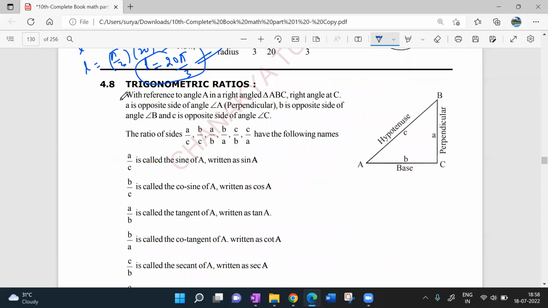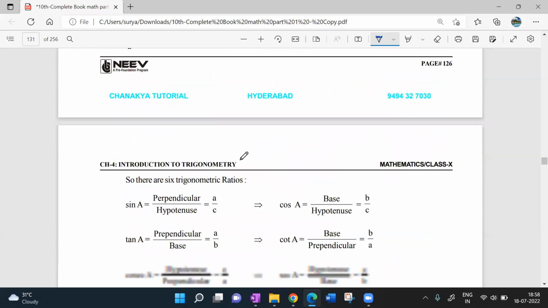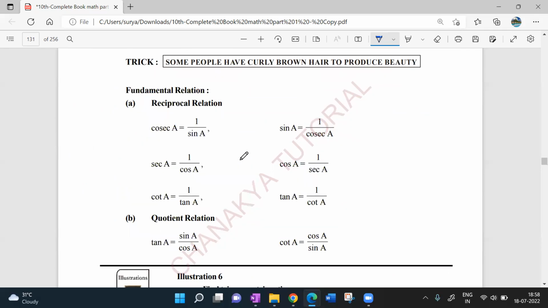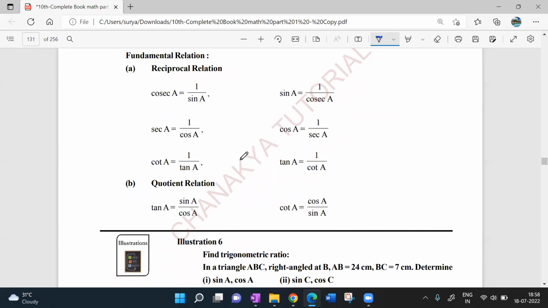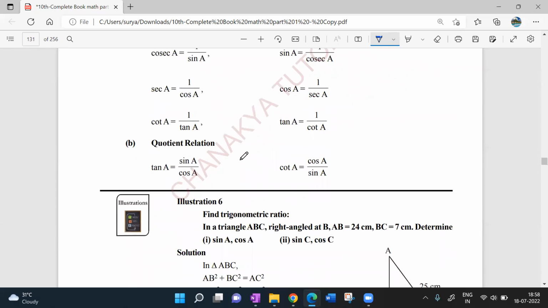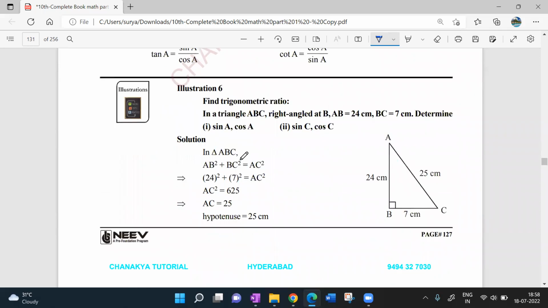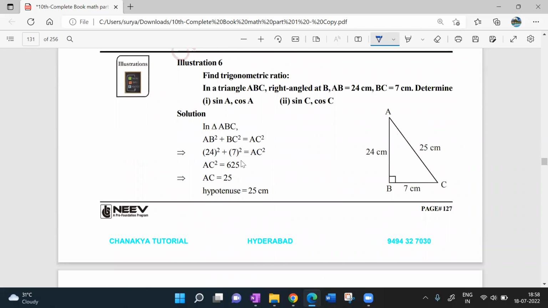So trigonometric ratios, guys, we have done trigonometric ratios. I don't want to explain all this now. Already we have done sin A, cos A, tan A, cot A, cosec A, secant A. Please go through this. And the reciprocal relation, we have done this. Quotient relation is tan equals sin by cos, cot means cos by sin. Now we need to go with identities, beta. We'll go to identities somewhat later.